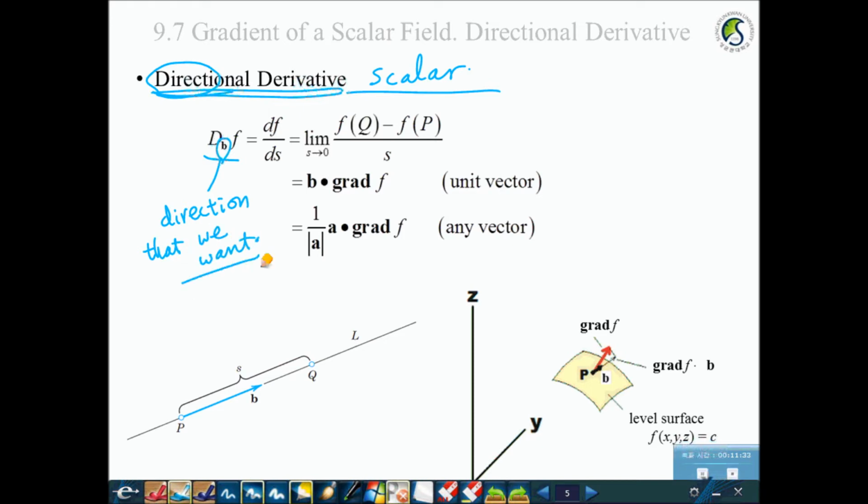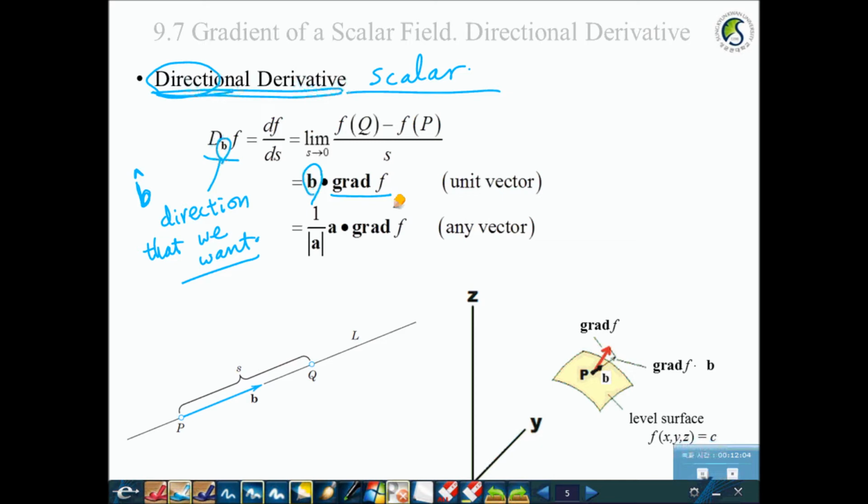Okay, vector B is a unit vector, so its length is 1. It's the direction vector that I want, and this is a function. So the definition is this: the unit vector that we want, dot product with gradient f.